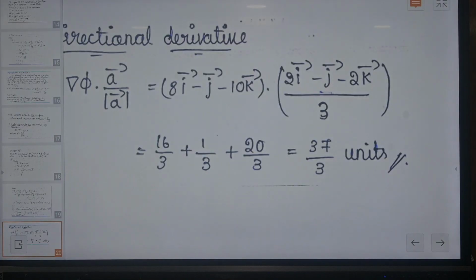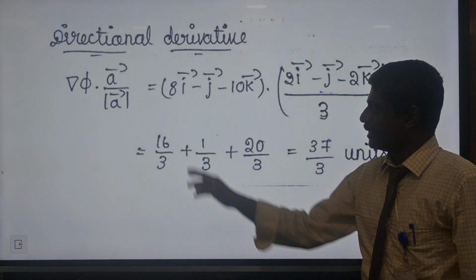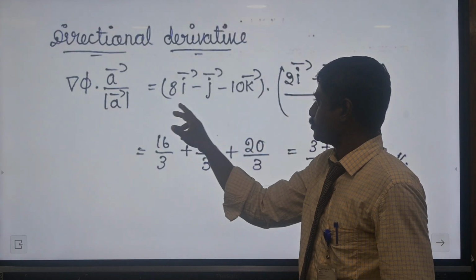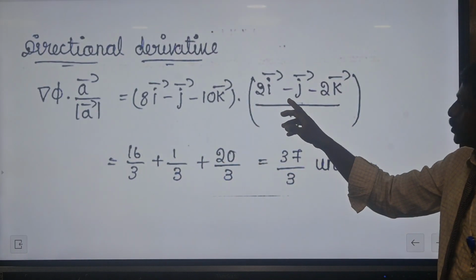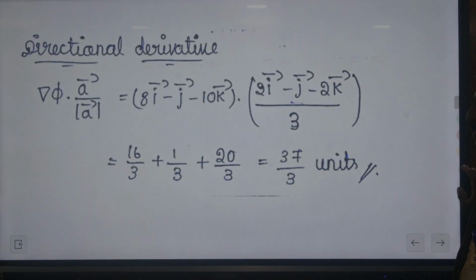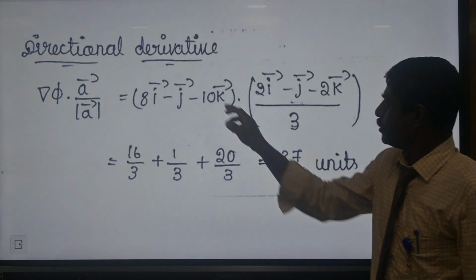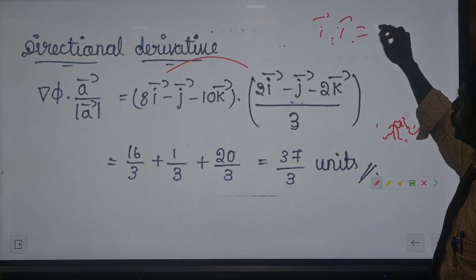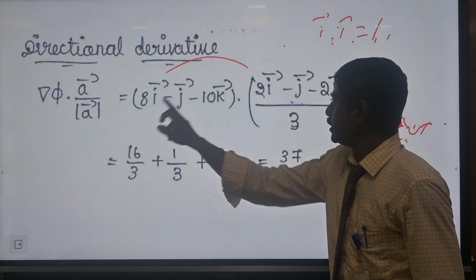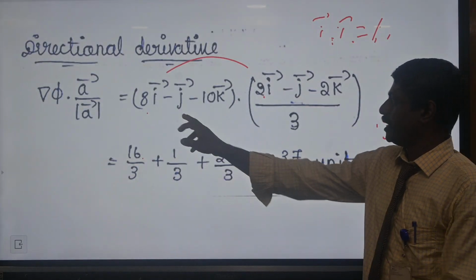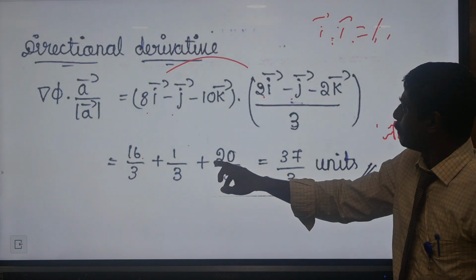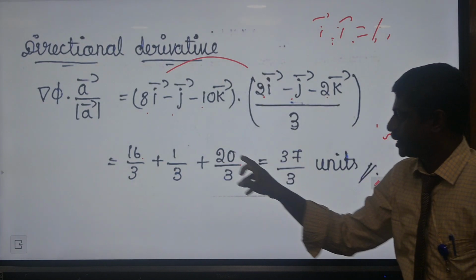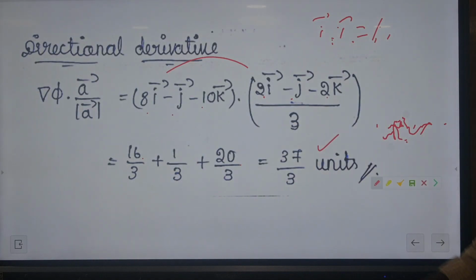So you got del pi. Now write the formula del pi dot a vector by modulus a vector. From the previous slide we saw the del pi vector. Just substitute: a vector is 2i minus j minus 2k, and the modulus of the vector is 3. Now the dot product. I already told you i vector dot i vector equals 1. So we get 8 twos are 16. Similarly, minus 1 into minus 1 is plus 1, and then minus 1 into minus 2 is 2, total 20. You can simplify and get your answer, that is 20 divided by 3.